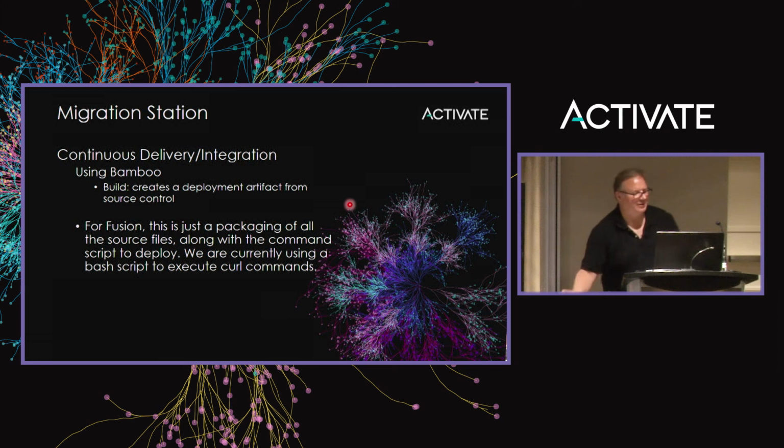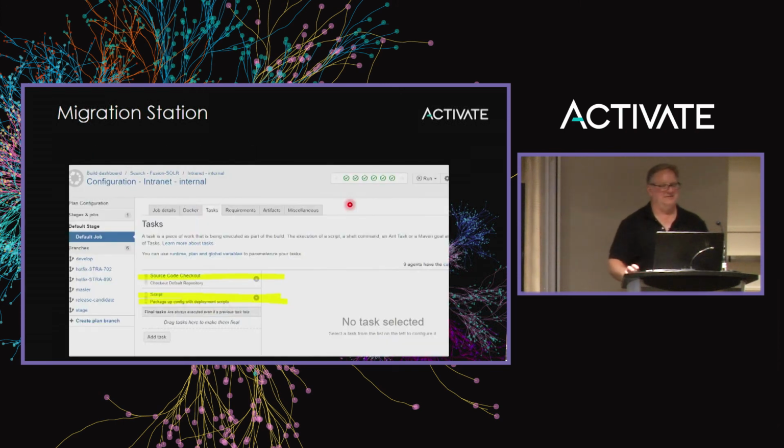And for Fusion, like I said before, we pull down the actual Fusion configuration files. Then, from a different repo, we pull down the deployment script. And so when you're ready to deploy, Bamboo will take that command and run it on the source that you have. So I took a few screenshots of how we do this.